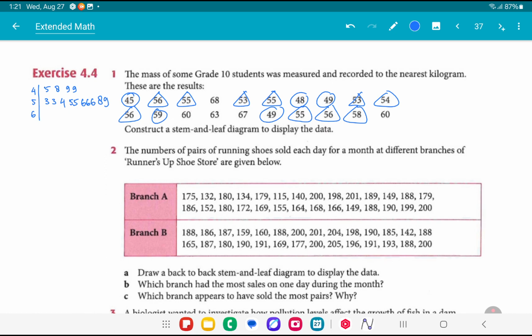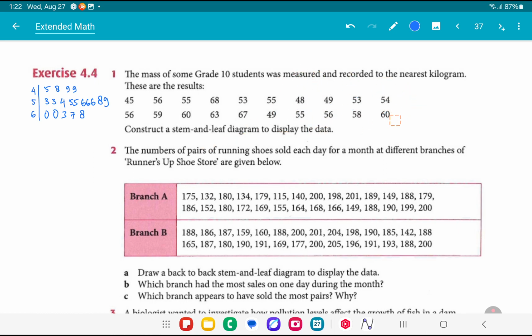And then for the last one, 60, the smallest unit is 0. Here 0 2 times, and then 3, and then 7 and 8. That's the stem and leaf diagram for the question number 1.